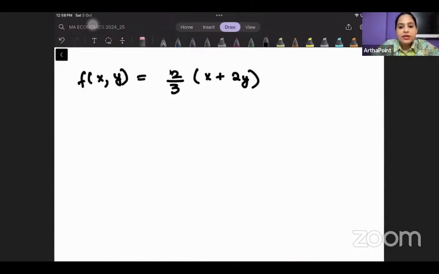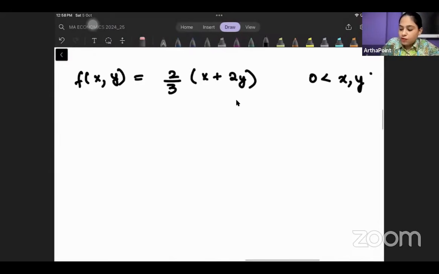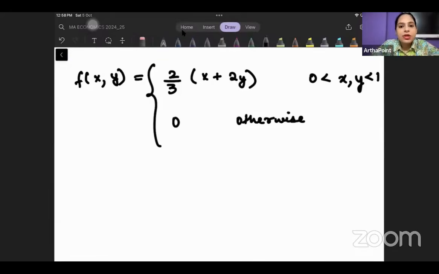You are not given any relation between x and y in the range. Both x and y are between 0 and 1, and it says 0 otherwise. You need to go ahead and find the expected value of x given y is half. Expected value of x given y is half.